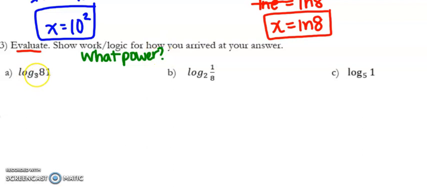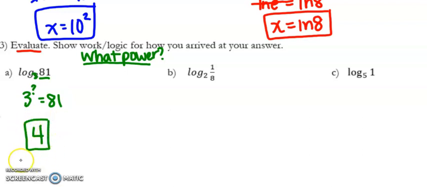So I'm trying to say 3 to what power gives me 81. So what I'm asking is 3 to what power is 81? In this case, that's going to be 4. The other way you can think about it is to say log base 3 of 3 to the 4th, 3 to the 4th being 81. Log base 3 and 3 cancel out, and you're left with 4.